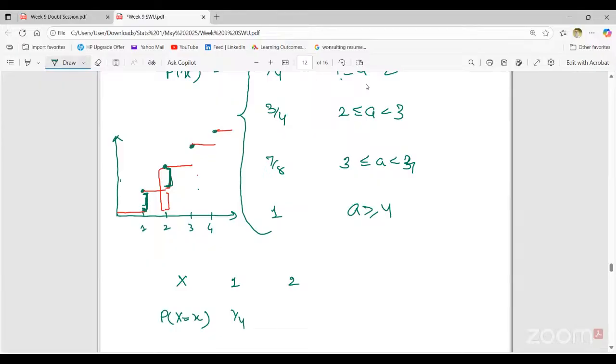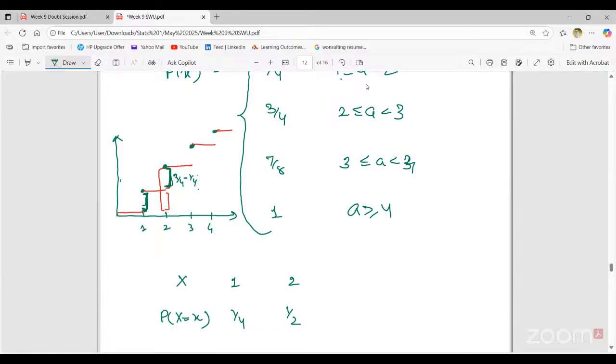Ma'am, which one are you referring to? 3 by 4 minus 1 by 4. Yeah, it will be 3 by 4. This is 3 by 4 minus 1 by 4. So this will be equal to what? 1 by 2? Correct? Yes or no? Yes. Till here, is it fine? For x equals to 1 and x equals to 2, is it fine?